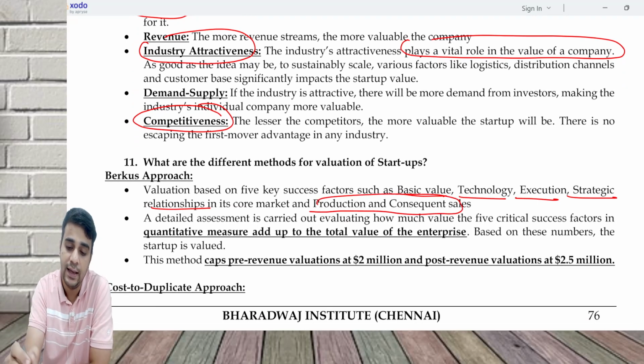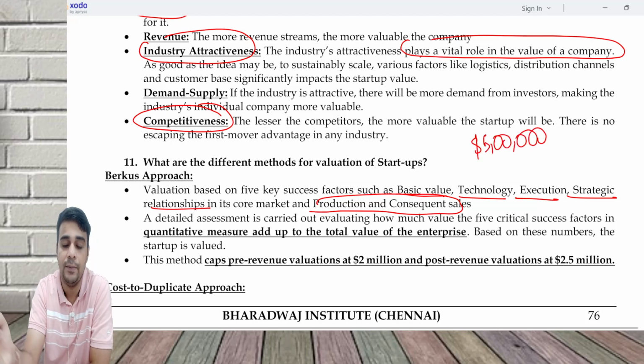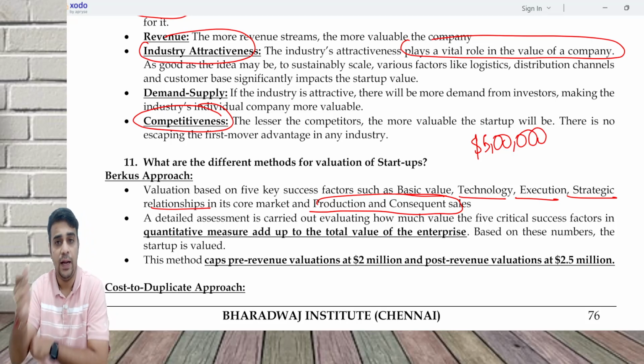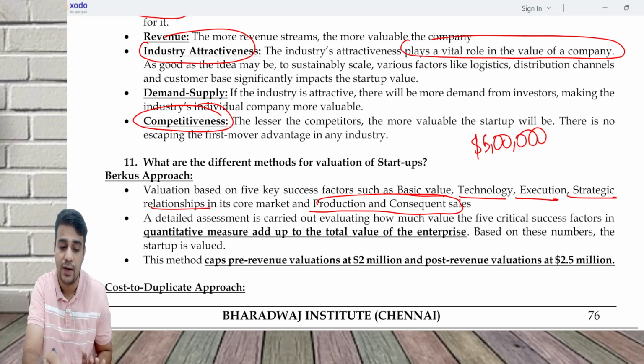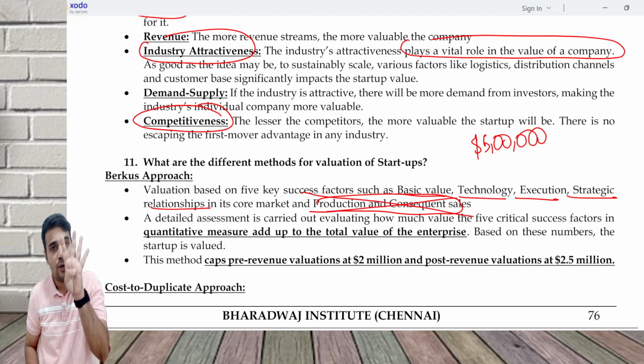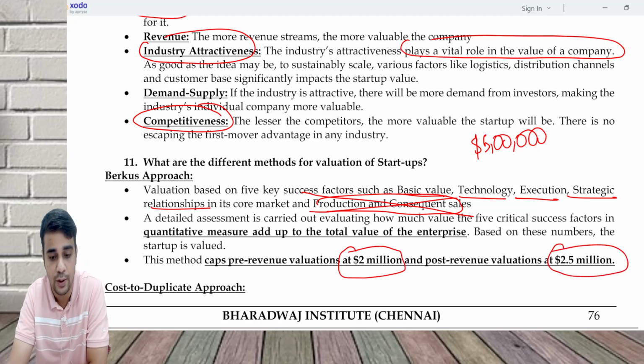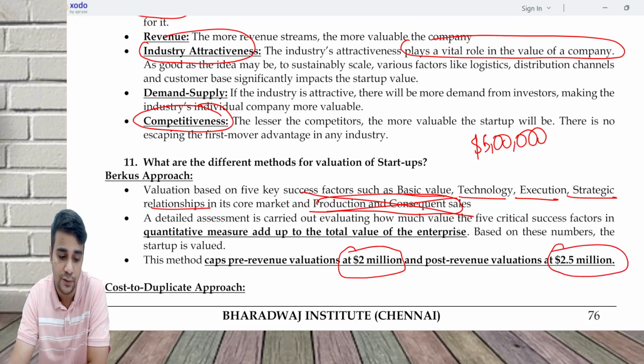He in fact gave a value of $500,000, that is 5 lakh, for each of these parameters. For every parameter I'll give a valuation of $5 lakh, and if a company is pre-revenue, meaning revenue is not earned yet, then the 5th factor, production and consequent sales, does not exist. So you have only 4 factors for a pre-revenue company and 5 factors for a post-revenue company. Every factor $500,000. So if you are pre-revenue, maximum value is $2 million, and if you are post-revenue, maximum value is $2.5 million. This is the maximum value. You can give a lower value on each of the parameters.